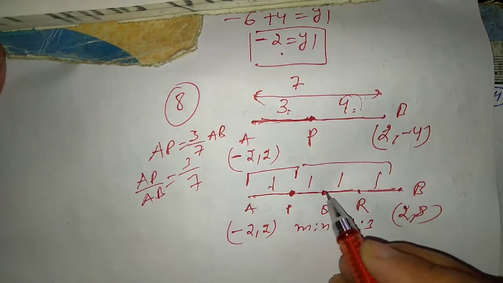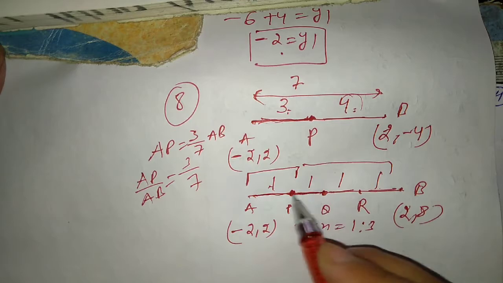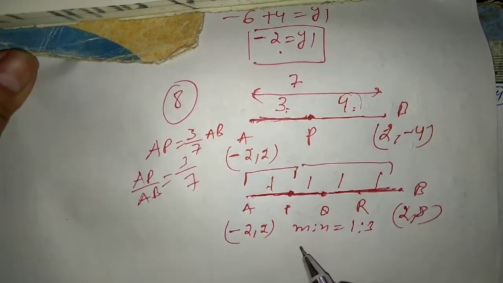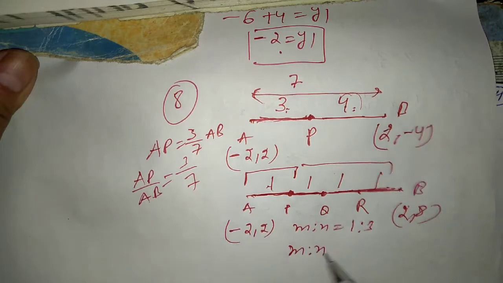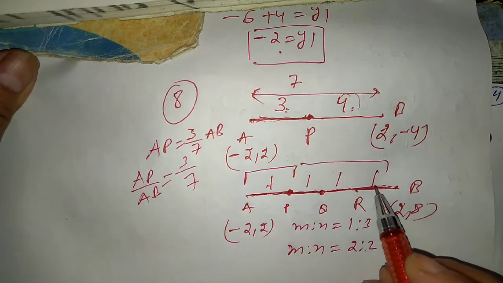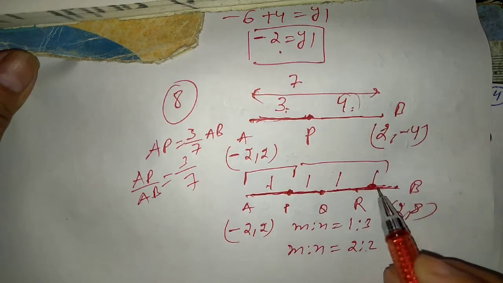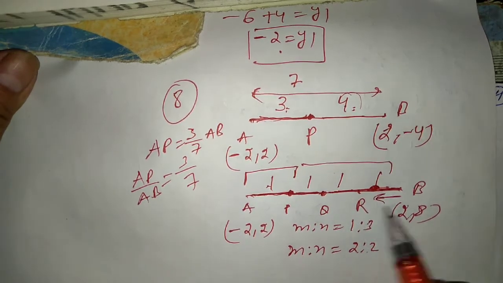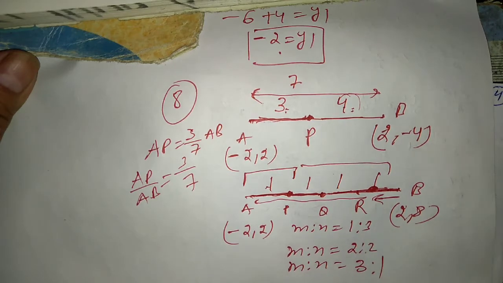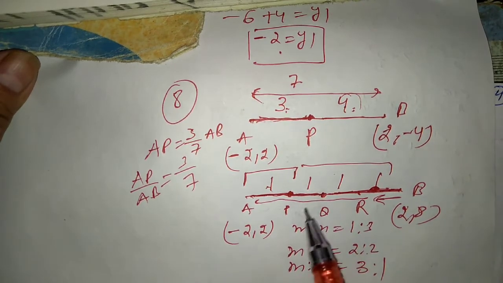If we are taking point Q, for Q this is 2 and 2. The ratio m to n will be 2 to 2. This is for Q. And for R, this is 1, here is 1, and this is 3 parts. For R, the ratio m to n is equal to 3 to 1. By taking different ratios, we will find the coordinates of P, Q and R.